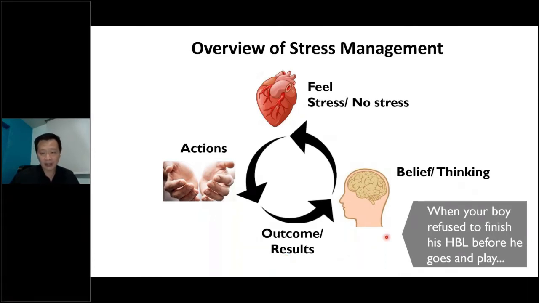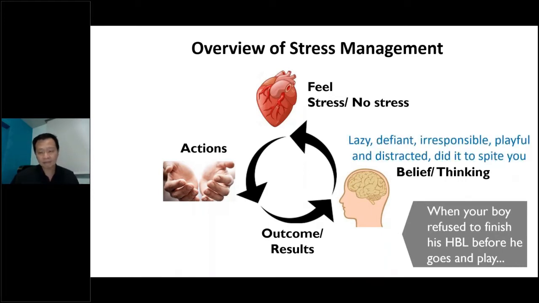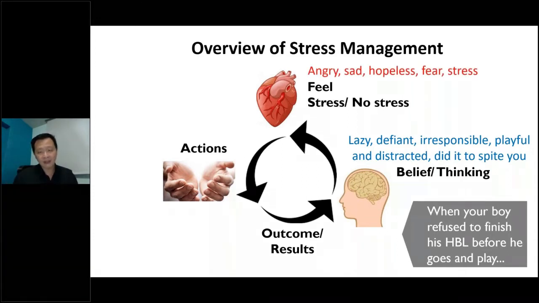I'm going to give you this example of when a boy refuses to finish HBL before he goes and plays. A very safe, non-controversial kind of scenario. What happens if your boy refuses to finish his HBL? What is your thinking? If your belief and your thinking is that my son is lazy, defiant, irresponsible, playful, distracted, did all this to spite you, I want to tell you, you will naturally feel angry, sad, hopeless, fear, stress, etc.